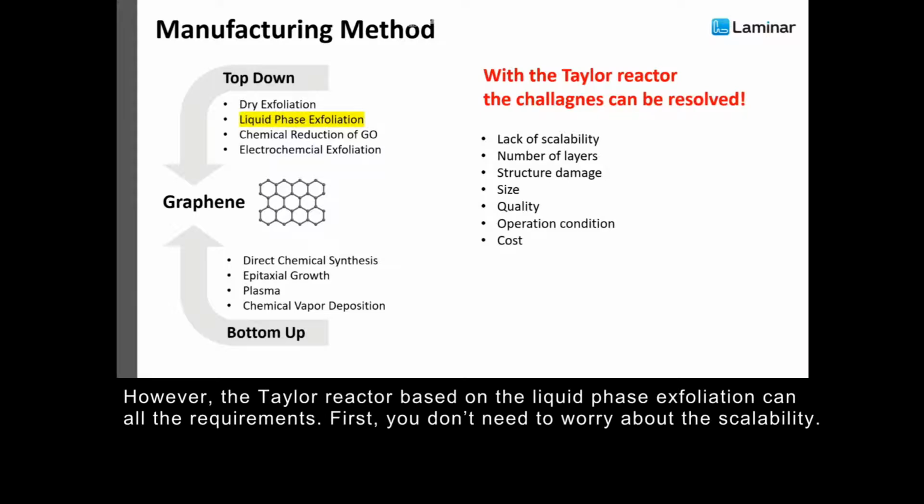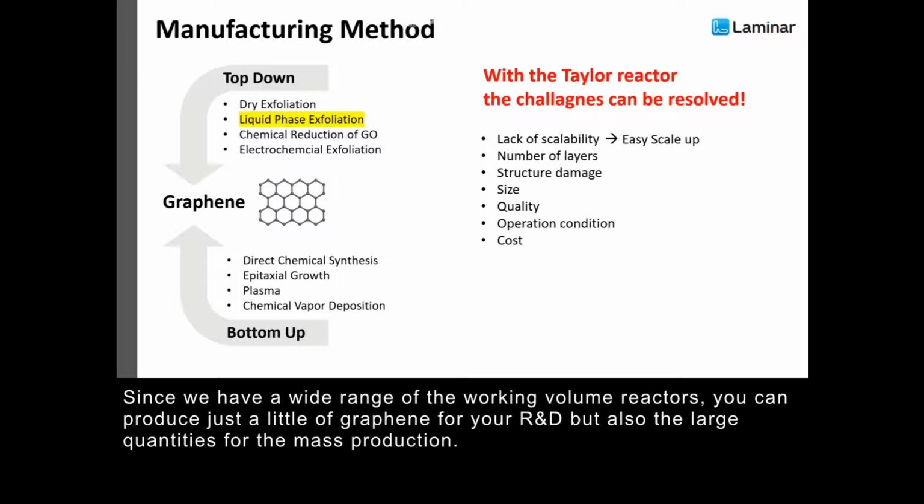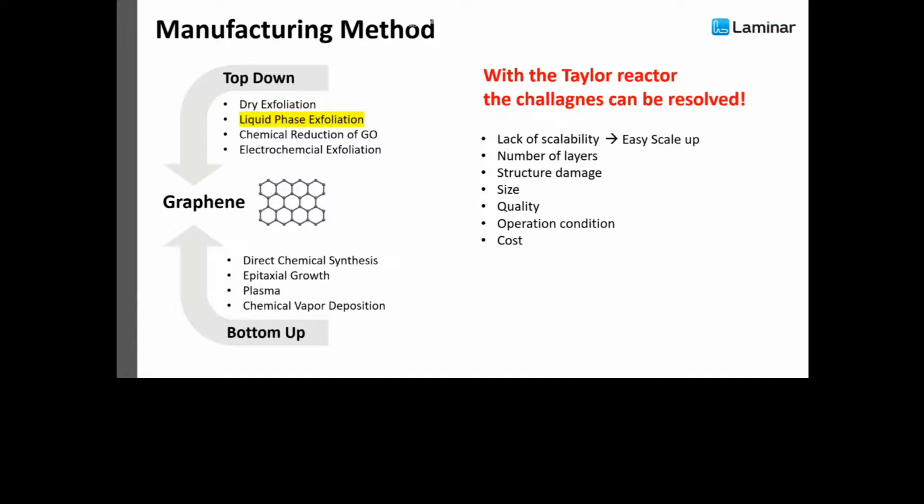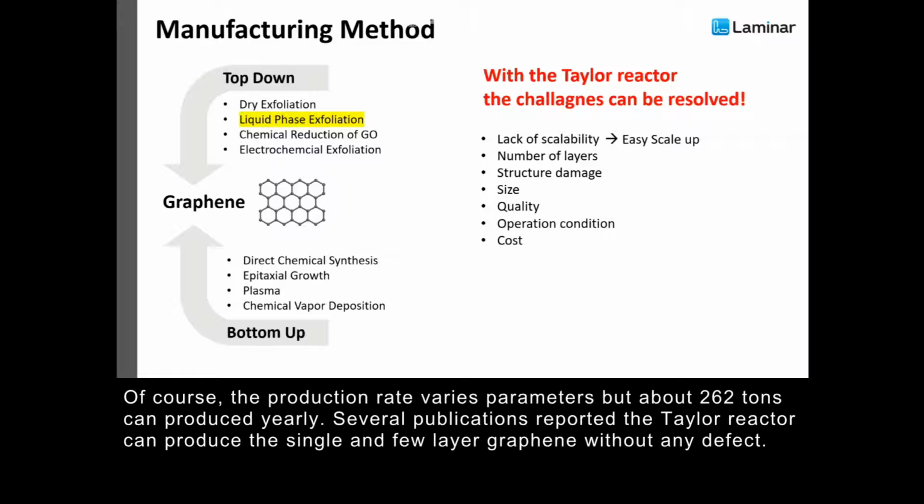So first, you don't need to worry about the scalability. Since we have a wide range of working volume reactors, you can produce just a liter of graphene for your R&D, but also large quantities for mass production. Of course, the production rate varies per reactor, but about 2062 tons can be produced yearly.